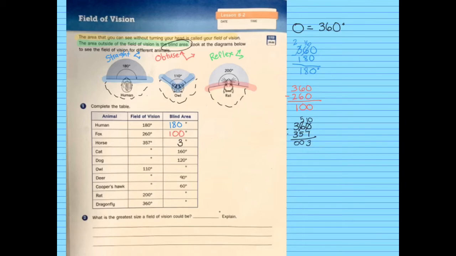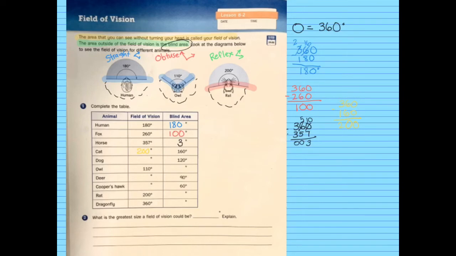So all you have to do again is take 360. Oh, that doesn't show up very well. I'm not going to use a green pen. Let's try yellow. 360, that shows up a little better, minus 160. Okay. 0 minus 0 is 0. 6 minus 6 is 0. And 3 minus 1 is 2. So for a cat, their field of vision is 200 degrees.